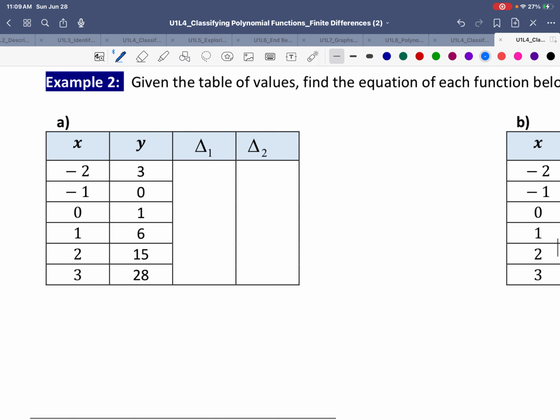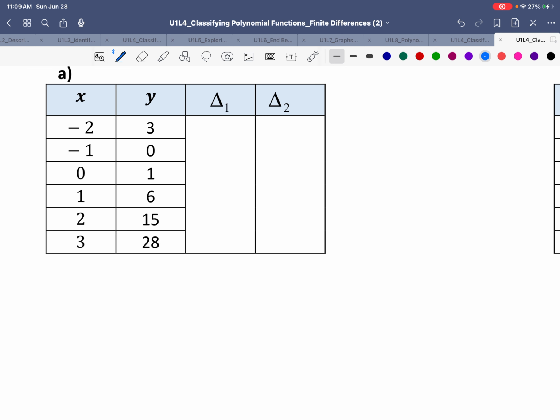Let's take a look at an example and illustrate all the steps through an actual example. So here we're given a table of values, and we want to find the equation that is hiding behind this particular set of ordered pairs x and y. So we're going to start with our first differences. For first differences, we're looking at the differences in the y values. And what we see in here are 0 minus 3, negative 3. 1 minus 0 is 1. 6 minus 1 is 5. 15 minus 6 is 9. And 28 minus 15 is 13. So they're not constant. Therefore, this is not linear.